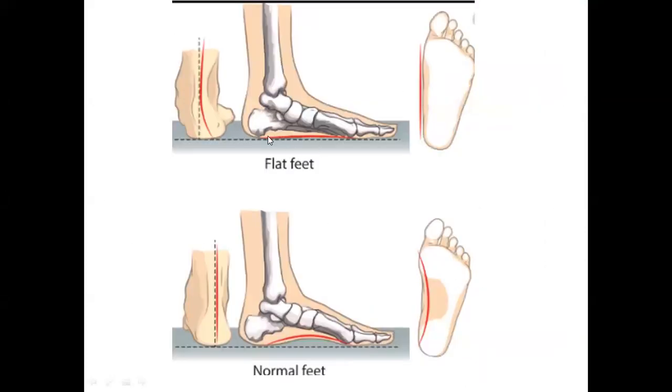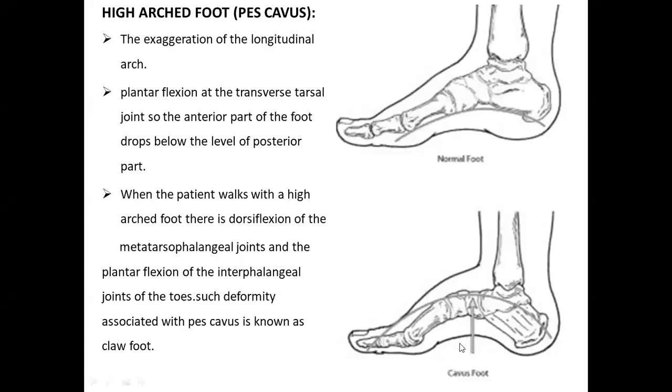यहाँ पे there was flattening of the arch. There is a condition जहाँ पे there is an exaggeration of this arch. When there is an exaggeration, यानी ये बढ़ जाती है arch, ज़्यादा exaggerate हो जाती है, that is known as high arched foot. High arched foot or pes cavus. What happens? There occurs a plantar flexion at the transverse tarsal joints. The anterior part of the foot drops below the level of the posterior part of the foot.